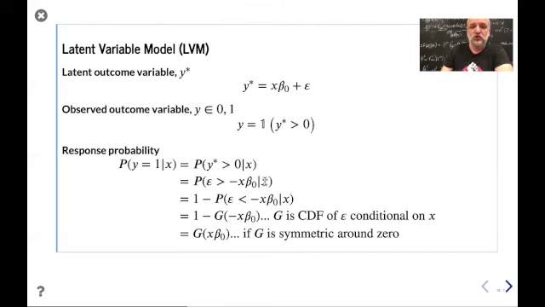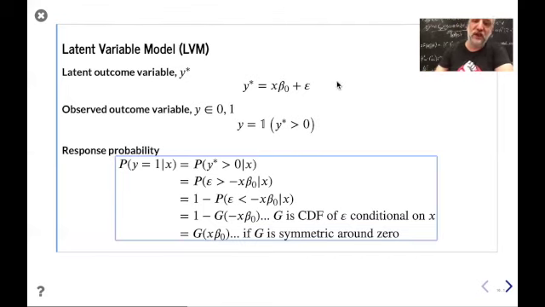And then for epsilon conditional on x. So really, once you've specified the distribution of those epsilons, you have specified what G is. Okay, so if you assume this is normally distributed, well, then this would be the CDF of a normally distributed variable. Okay, and these things we can calculate.